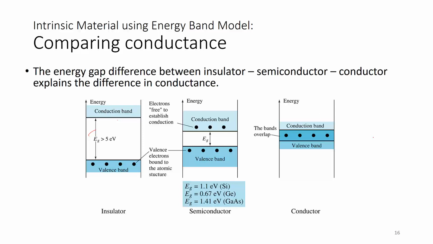Now for a conductor, you may have the bands overlap, so you just have an abundance of carriers in the conduction band. Now for semiconductors, the energy gap is somewhere in the middle. For silicon, for example, the energy gap is 1.1 electron volts, germanium is 0.67, and gallium arsenide, for example, is 1.41.